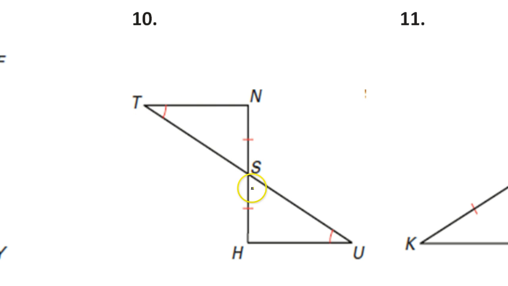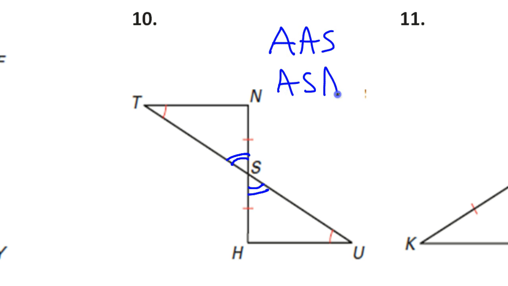Number 10 is another example of something we can mark even though it's not given. Vertical angles are always equal. Okay, so these 2 angles are a pair of vertical angles. So they are automatically congruent. So now I have 2 angles and a side. All right, is it going to be angle, angle side or angle, side angle?